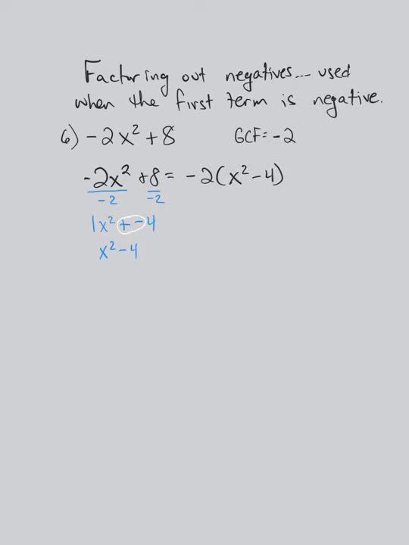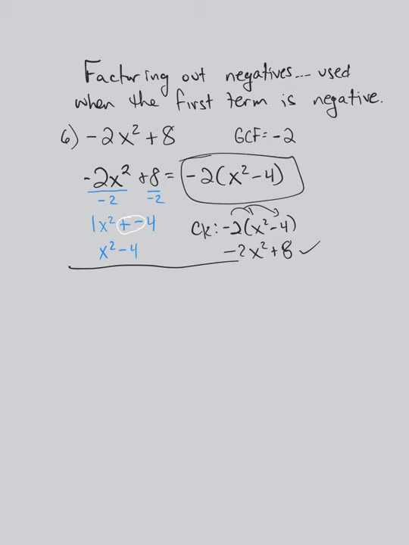But again, hopefully you'll get into the habit of checking anyway, so you can catch that if you do make a mistake. And so if I go and distribute that negative 2, I have negative 2x squared, and then I have negative 2 times essentially negative 4, so I'm multiplying two negatives. So I get plus 8, like that, and that's the problem that we started with, so that checks. All right, one other example here. I think you'll have enough to get going on.